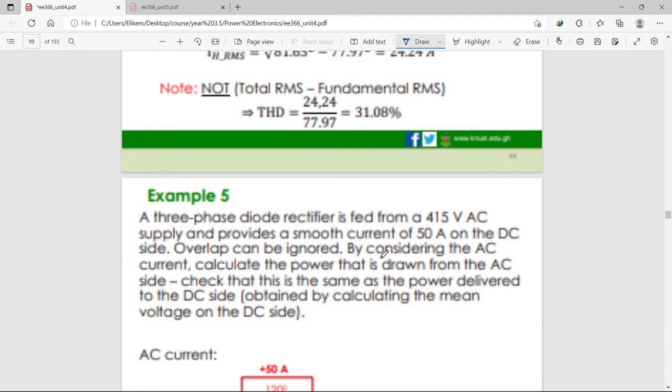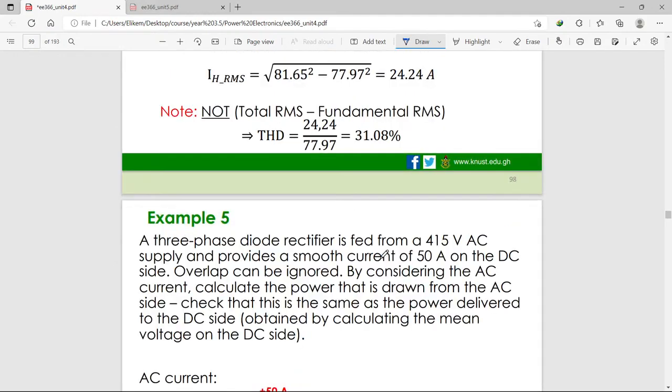Now number 5. A three-phase diode rectifier is fed from a 415 volt AC supply at 50 hertz and provides a smooth current of 50 amps on the DC side. Overlap can be ignored, so we should ignore overlap. By considering the AC current, calculate the power that is drawn from the AC side.